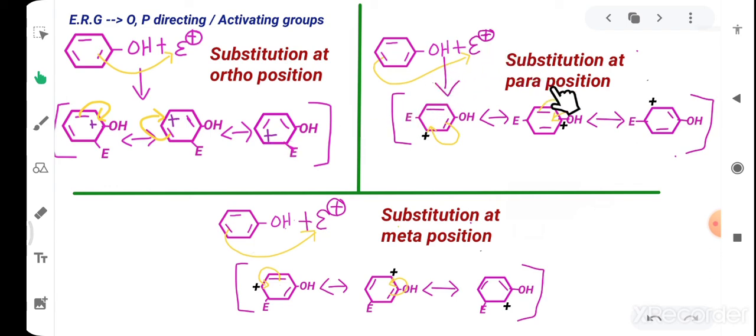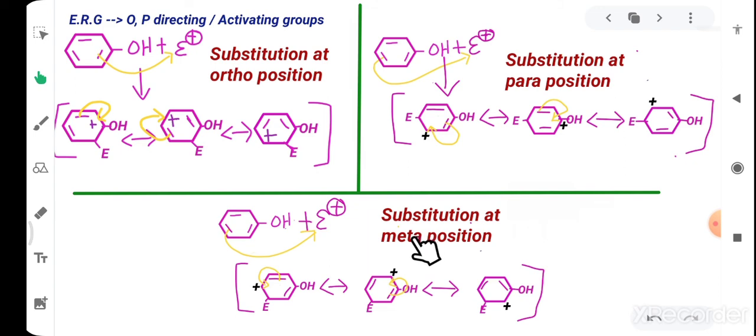Now if I see the para position, here the electrophile is attached to the para position, just opposite to each other. So if it is attached here, there will be a positive charge over this carbon atom, and to stabilize this, the bond moves over to this carbon atom, therefore there will be a positive charge here, so this is your tertiary carbocation, and if this bond moves here, there is a secondary carbocation.